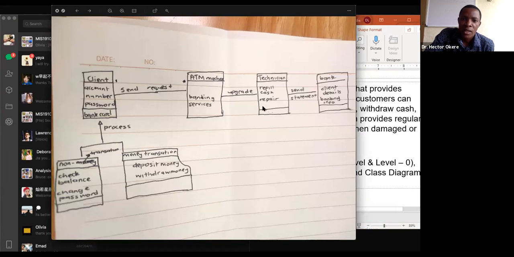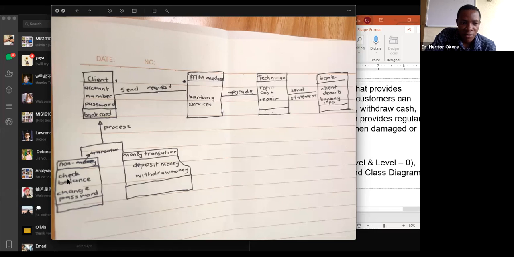Look at your technician. Your top part is not for behavior. This refill, cash, repair, these are behavior, okay? The top part is class name. Middle part is attributes. For example, ID, name, address, you see, attributes. And the bottom part is where you have your behavior. So if you move your refill, cash, repair, it will be more appropriate, okay?